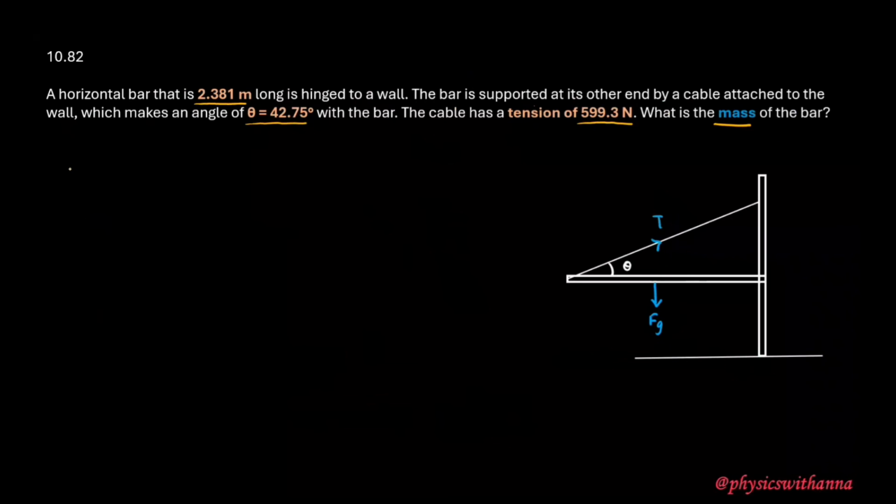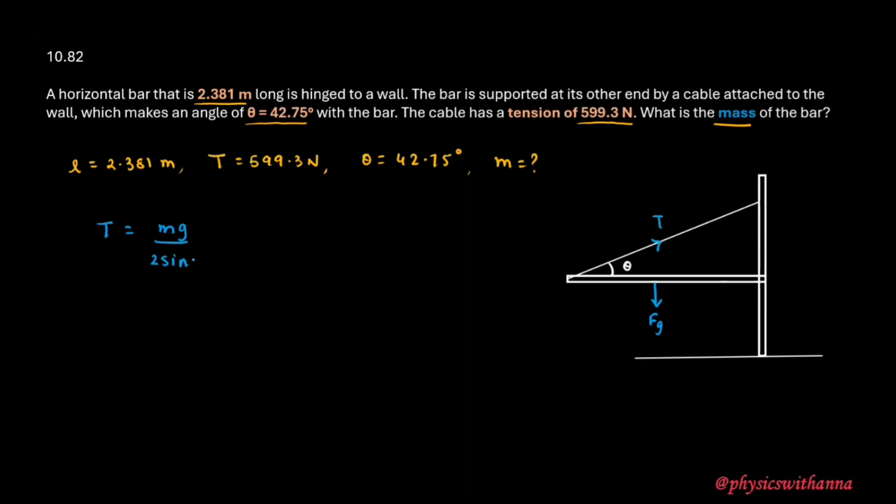So here in this question, we have the length of the bar as 2.381 meter. Tension in the cable is 599.3 Newton, and the angle theta is 42.75 degree. We need to find the mass of the bar. As this problem is similar to the one we did before, I'm going to directly use the relationship between tension, mass and the angle theta. We write the tension T as mg over 2 sine theta.